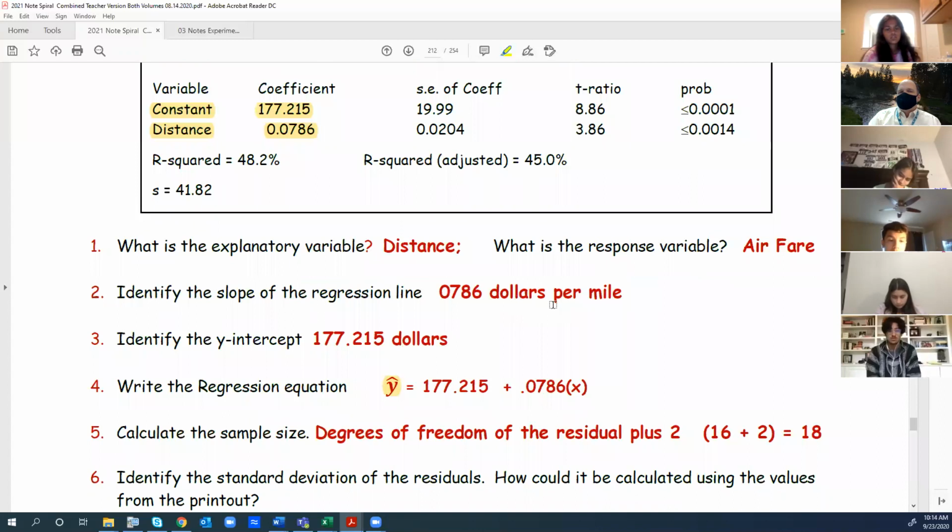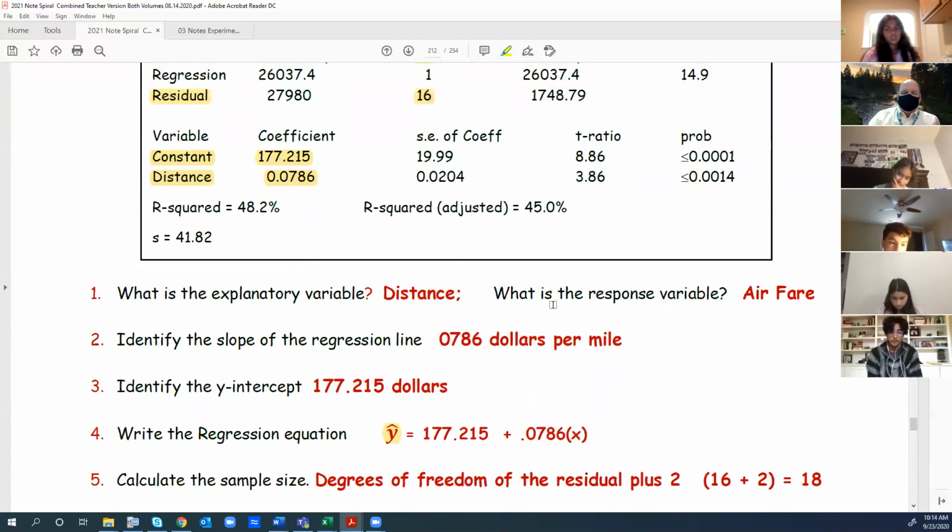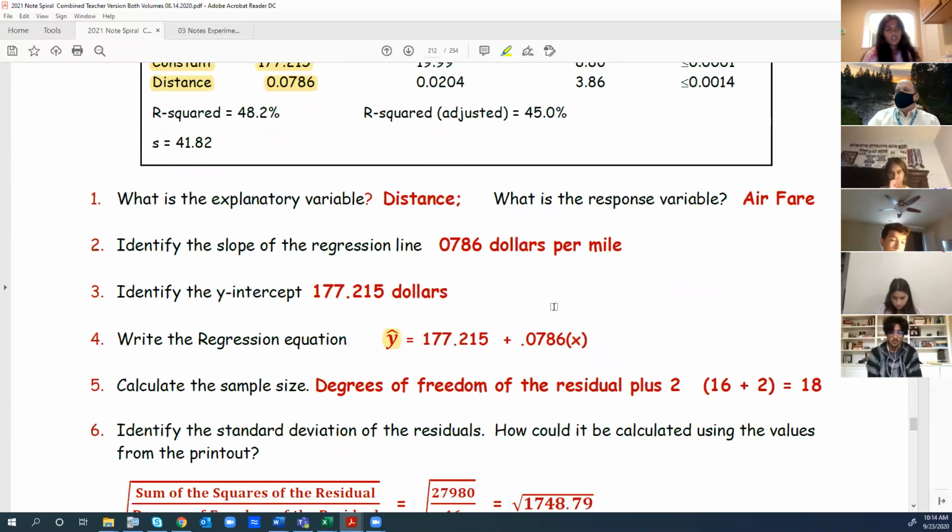Wait, can you explain why you add the 2 again? Not right now. Please do not interrupt the recording. Oh, okay. Sorry.